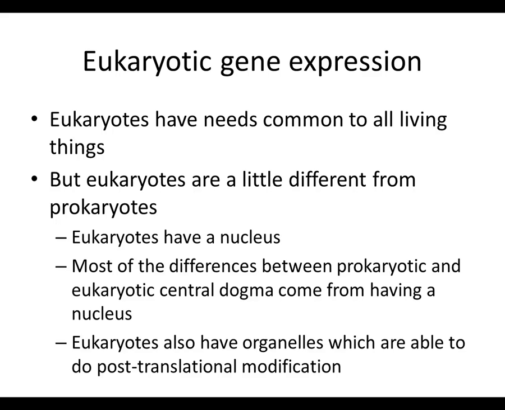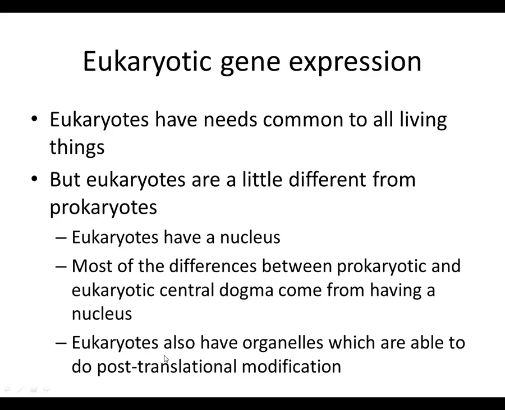You agree? Right? So the difference is that eukaryotes have a nucleus, and therefore transcription and translation are separated by the nuclear membrane. Yeah? Does that make sense? Whereas in a prokaryote, they're not. They happen in the same liquid space. Yeah? So eukaryotes have a nucleus. Most of the differences between prokaryotic and eukaryotic central dogma come from having a nucleus.